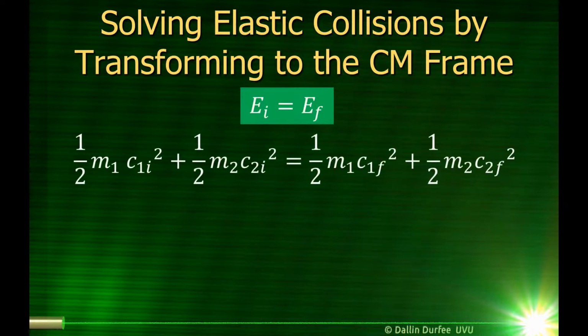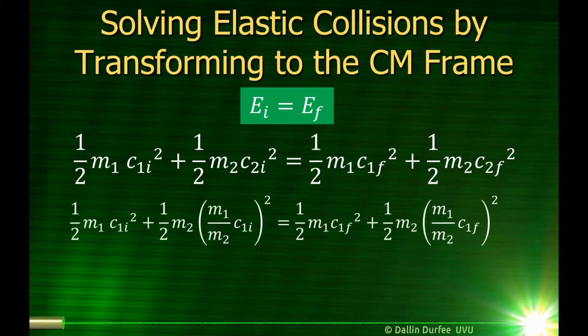So my kinetic energy equation is just initial kinetic energy of particle 1 plus initial kinetic energy of particle 2 equals the final kinetic energy of particle 1 plus final kinetic energy of particle 2. But I have these relationships for the initial and final velocities of particle 2 in terms of the initial and final velocities of particle 1, right, that I found earlier. So I just plug those in. As you recall, they had minus signs, but when you square them, the minus signs go away.